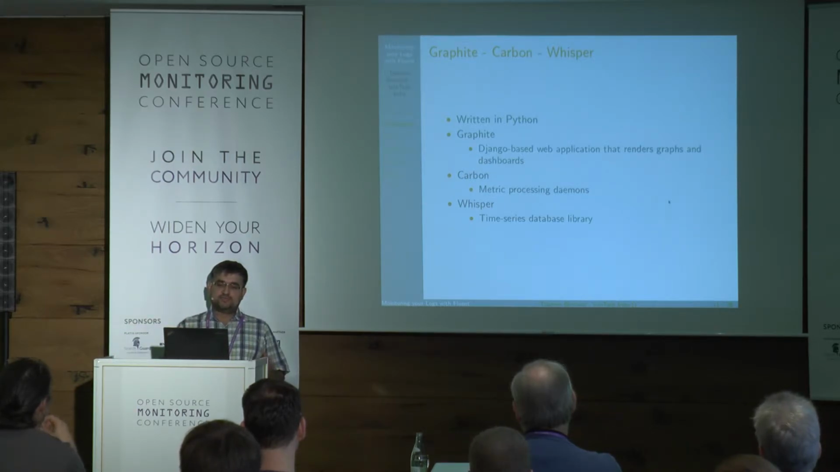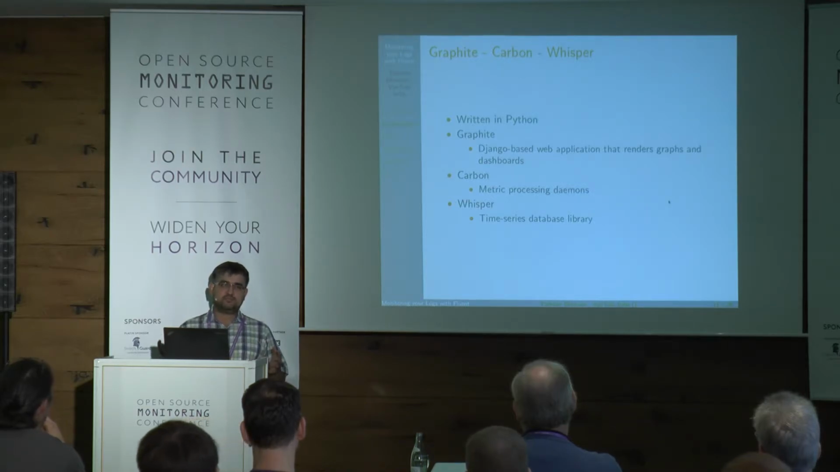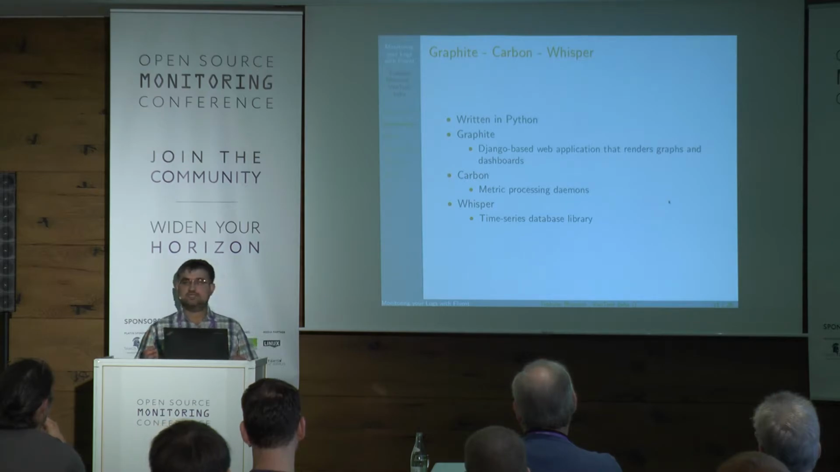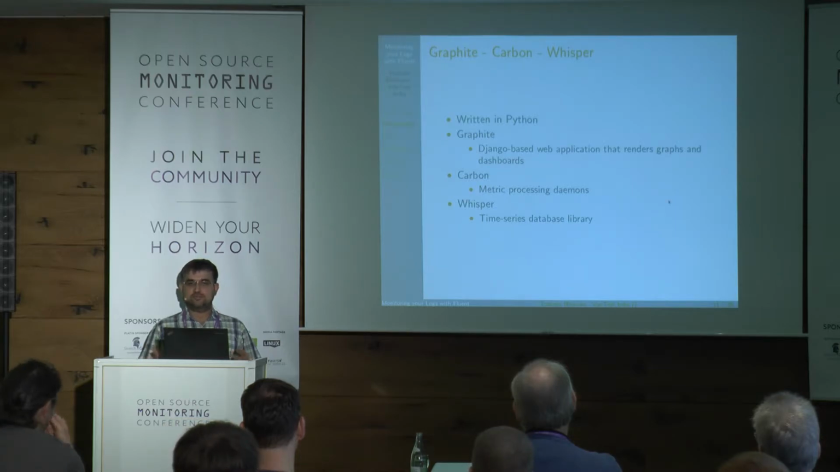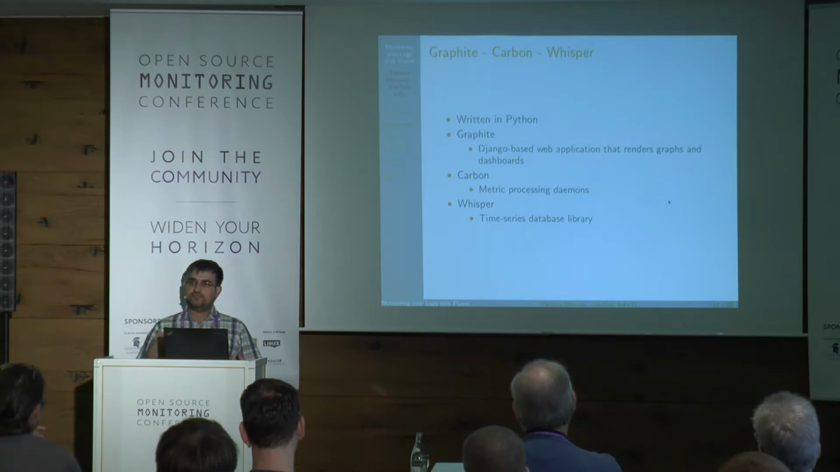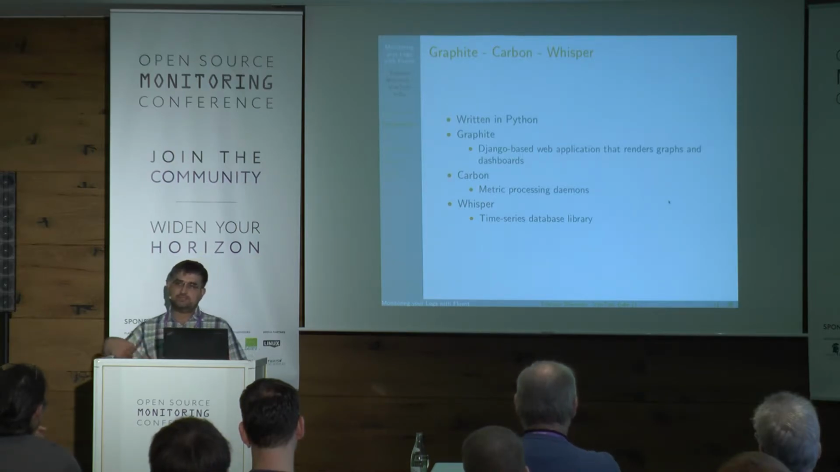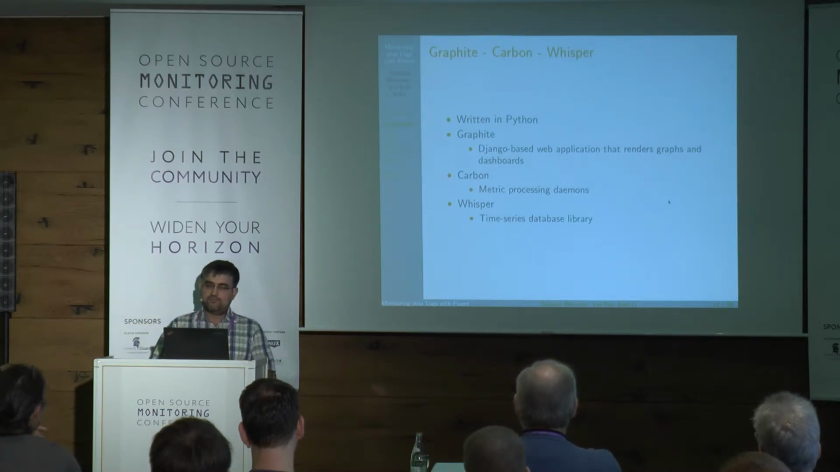The Whisper database is a time series database, but it's basically a file-based database, which makes it as performant as your file system is. That's good and bad. That's why Carbon is actually there in the middle. It does a lot of the caching, so it can actually handle a lot more data while it's not yet written to disk. For normal setups, this works quite well.